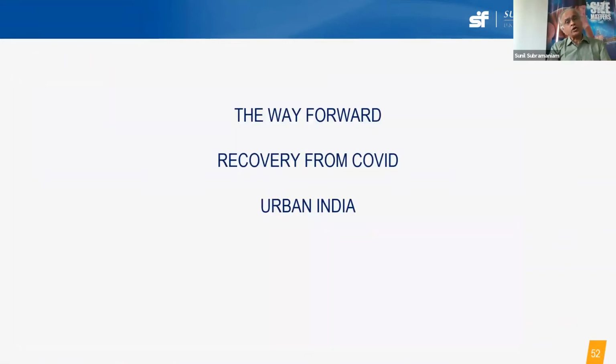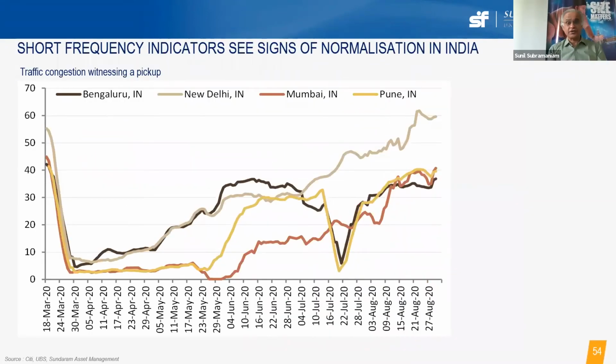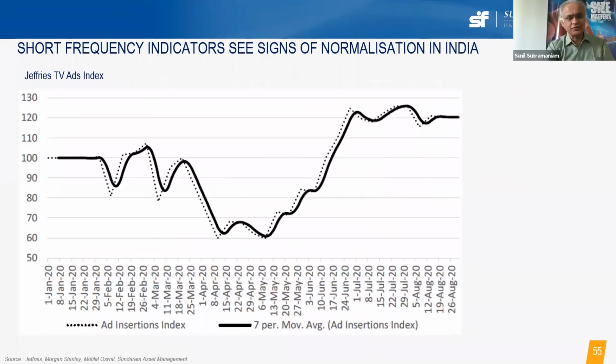On urban India, the slowdown is still there. The recovery has started, but it is not as sharp a V as the rural V. There is gradual growth, and if you look at certain key indicators, traffic congestion, for a change we welcome traffic congestion, that's going up. Then you see TV advertisement, because people are working from home, spending a lot of time in front of the screens, TV ads have gone up.